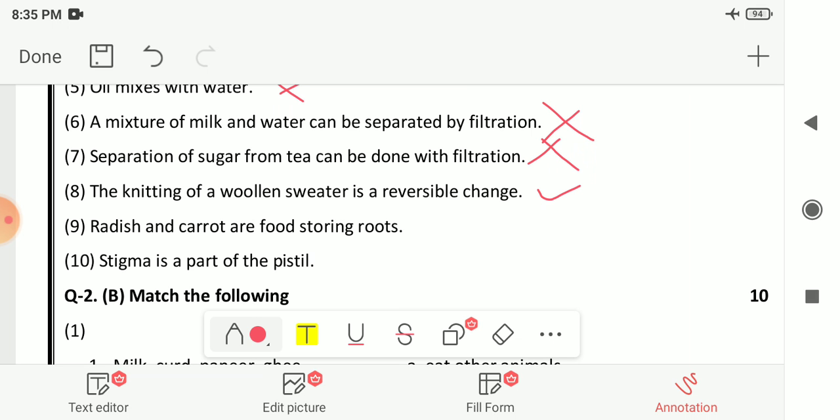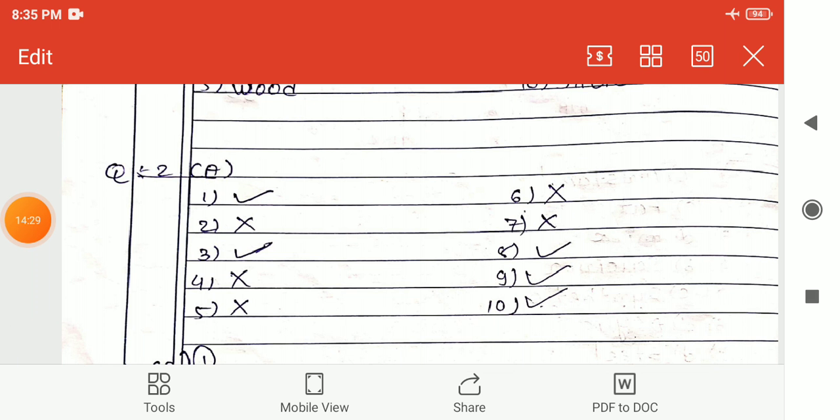Next, ninth number: radish and carrot are the food storing roots. So again your answer is true. These both are the roots which we are eating of their plants. So these are the food storing roots. Next, 10th number: stigma is a part of the pistil. So again your answer is true. It is the part of the pistil. So question number 2a, true or false, gets over. This is the answer for the true or false. You can check your answers from here.